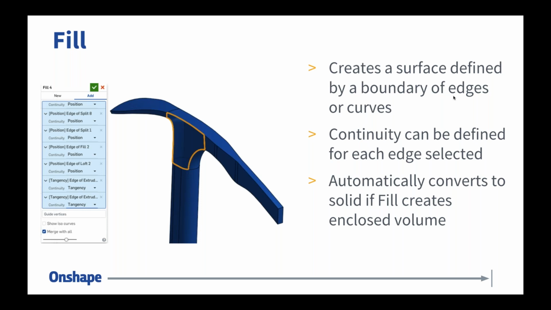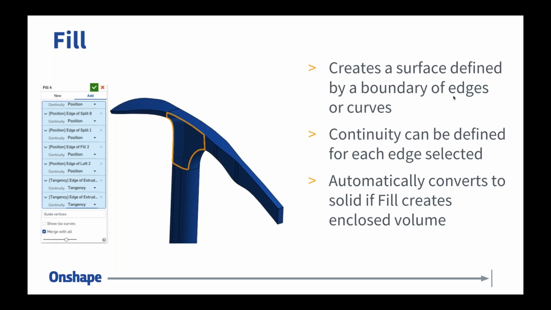That's simple enough to do. Of course, you create the edge, you define all the edges that make up some kind of a boundary, and it creates a surface. The power of this command is the ability to define continuity for each one of those edges. So the ability to say, I want the surface to have a tangent transition from the edge that I selected. And I can go through and ensure that at points that are really critical, I can have a smooth transition between the shapes.